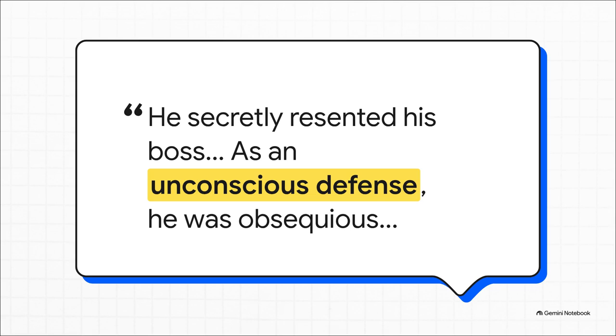This patient was constantly worried his boss might be angry with him, a fear that was actually a displacement and projection of his own intense secret resentment. So how did his ego handle this? Well, as an unconscious defense, his clinical manifestation was becoming incredibly obsequious and ingratiating toward his boss.